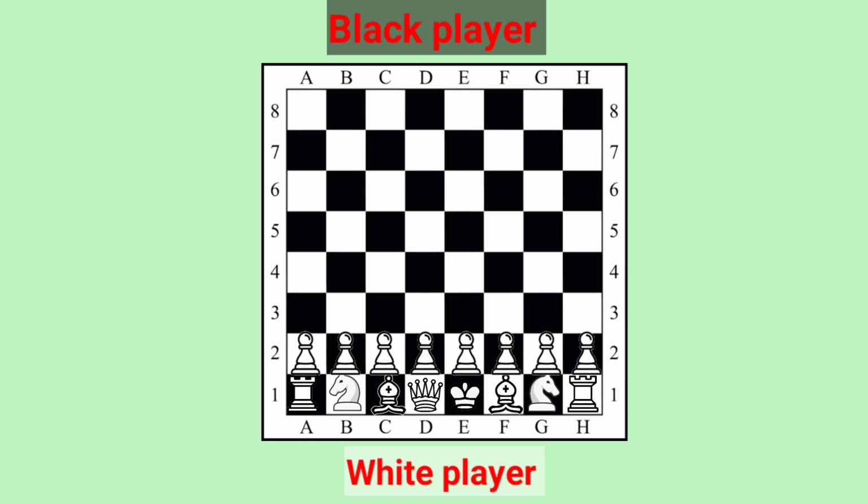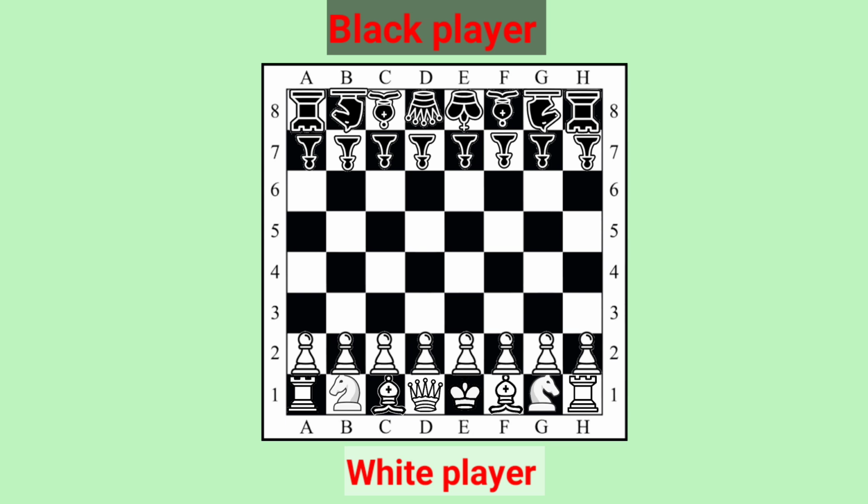Similarly, the black player will place 2 rooks on both sides of the 8th rank. Then he will place knights in turn towards the inside. Place 2 bishops on both sides. The black queen will be placed on the black square, and the king will sit on the empty square in the 8th rank. Pawns will be placed on each square of the 7th rank.